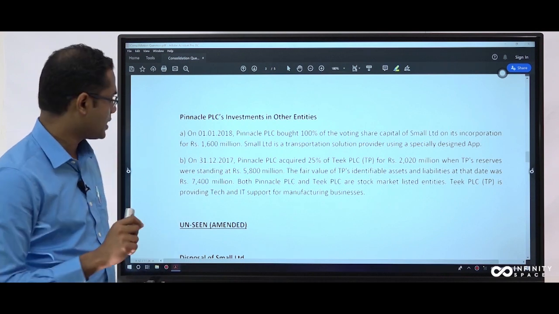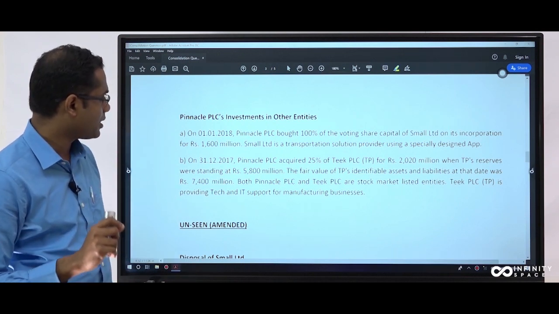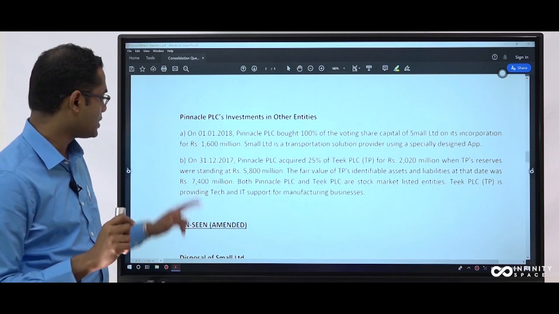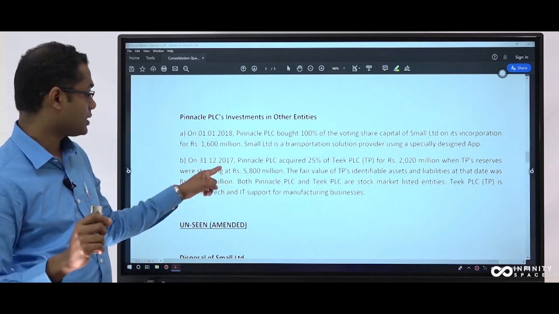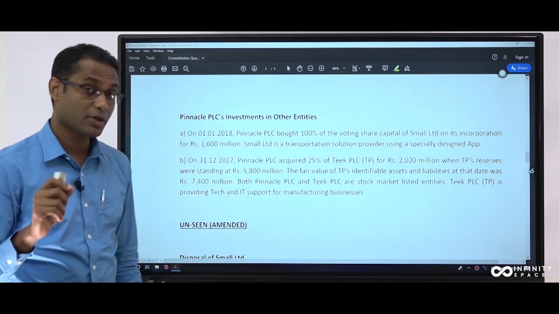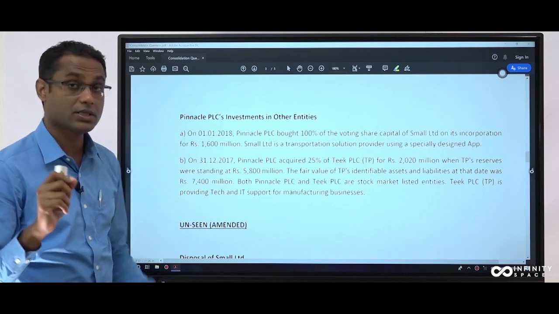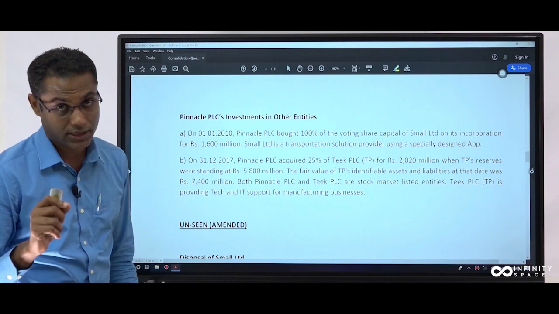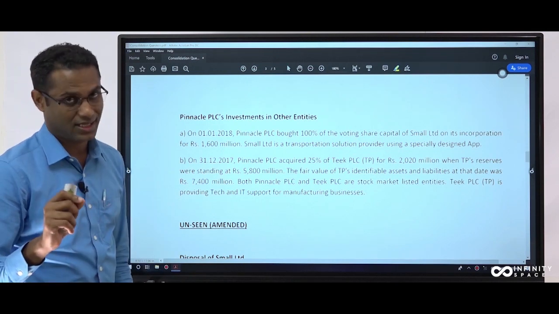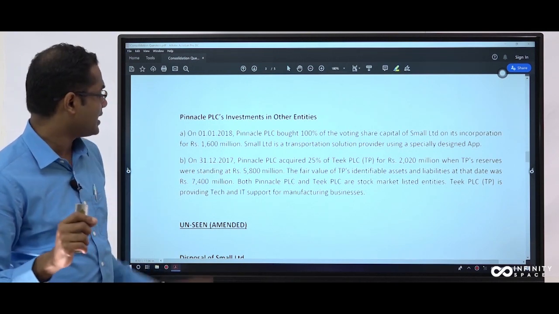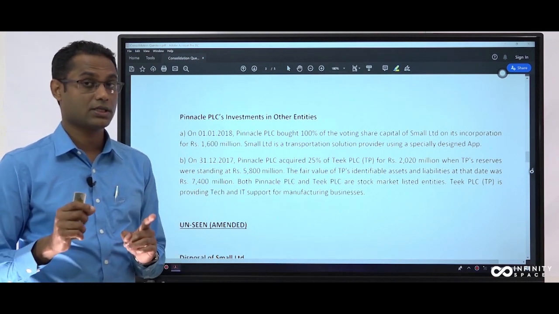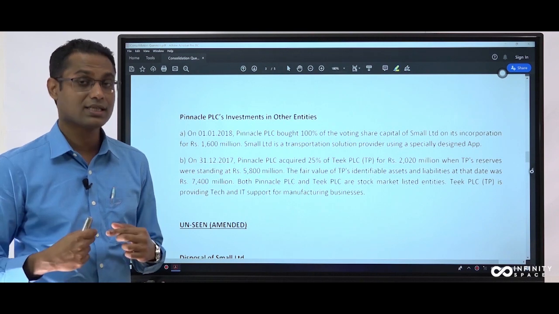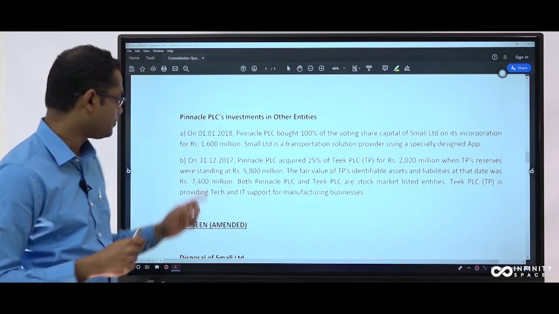Part B, the second piece of information given in the pre-seen relevant to consolidation, is 31st December 2017. Again here I made an amendment, because in the pre-seen it was mentioned as 31st December 2018. But to make the figures more meaningful, I made it 31st December 2017. That is yet again 2 years before the current reporting date, because the reporting date for this year end is 31st December 2019.